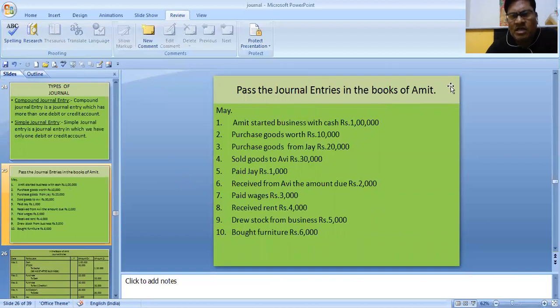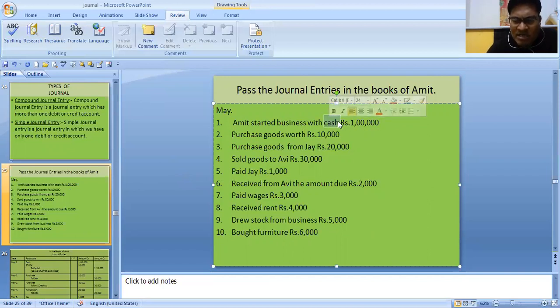Pass the journal entry in the books of Amit. The date is given, May 1 to May 10. First journal entry: Amit started business with cash 1 lakh. The two accounts involved in this transaction are cash and capital. Cash is coming into the business, cash is increasing, that is, an asset is increasing.